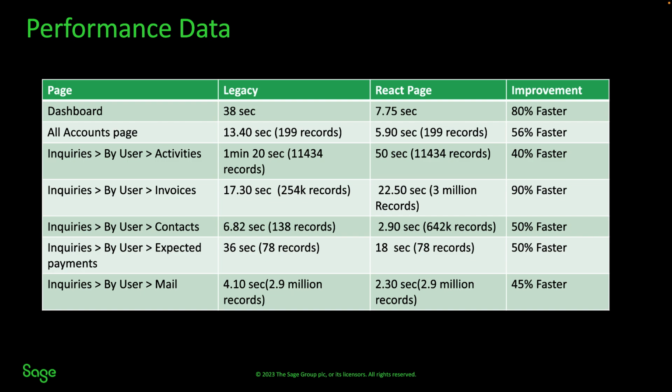Activities page. React has brought down the load time by 30 seconds for 1,000 records, improving the efficiency by 40%. Invoice page. Despite handling over 10 times more records, React maintained a comparable load time. Contacts page. React has handled vastly more data and still loaded over twice as fast as the legacy system. Expected payments page. React improved performance by 50% while processing the same data. Mail page. React handled 2.9 million records with almost double the efficiency.